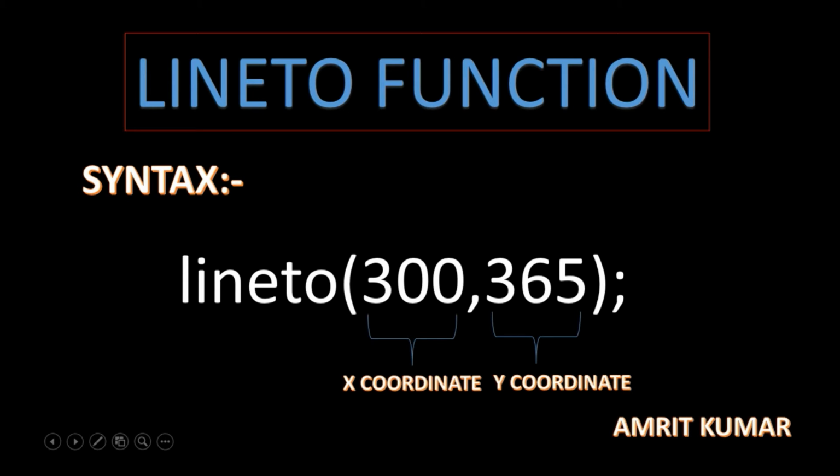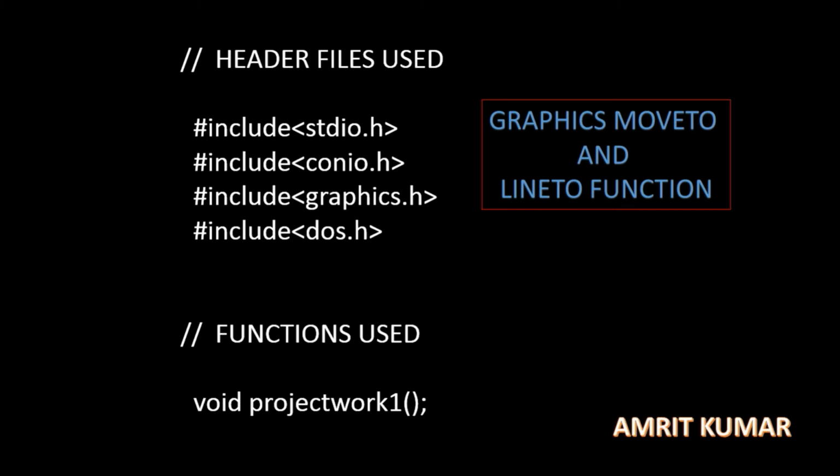Now let's look at the program in which we will deal with the concept of the lineto and moveto functions. First of all, we have to initialize, or declare, the header files that are going to be used here. This is #include <stdio.h>, this is #include <conio.h>, this is #include <graphics.h> and this is #include <dos.h>.